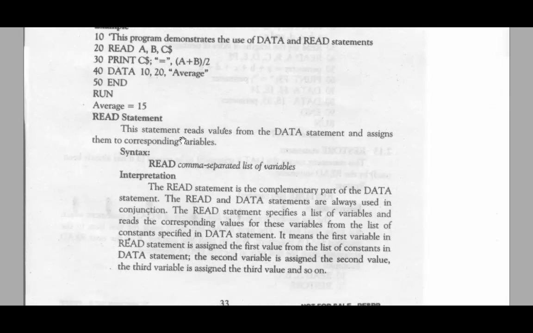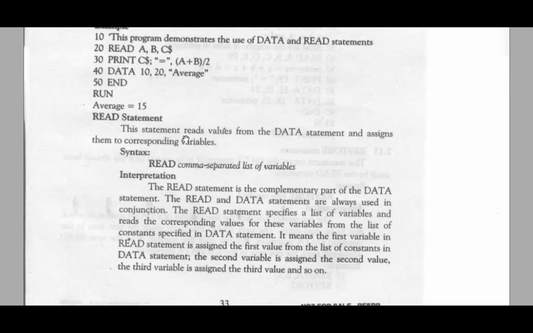Let's see next, the read statement. This statement reads values from the data statement and assigns them to corresponding variables. Syntax: read, comma separated list of variables. Now you have to understand one thing: data is used for constants while read is used for variables. Interpretation: the read statement is the complementary part of the data statement. The read and data statements are always used in conjunction.